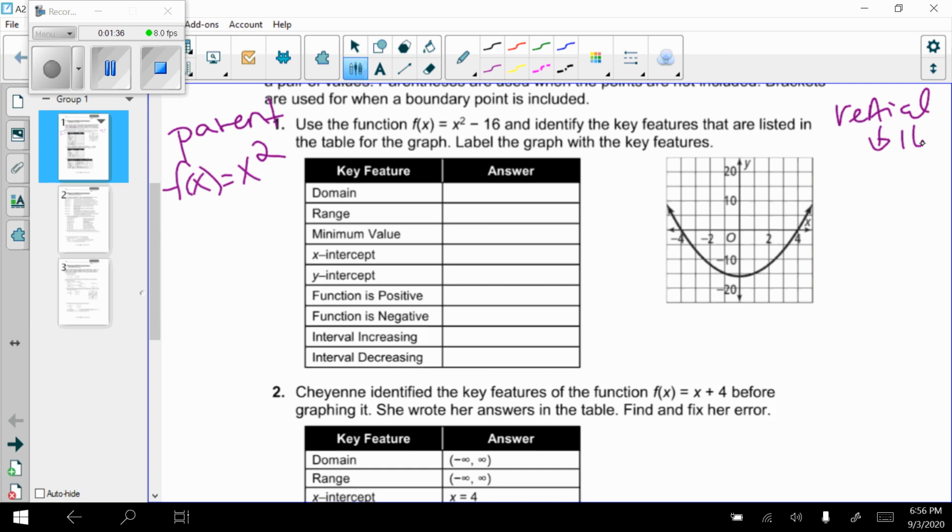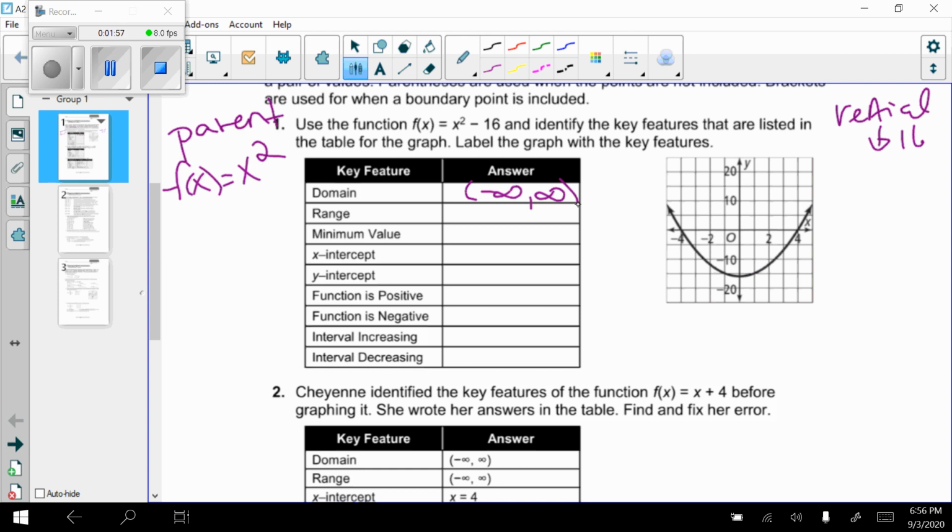So first, the domain. Remember that the domain are our x values. What can we plug into this function? We can look at the graph. Starting out here, way out here, I see I have all of my negative values, and it goes all the way out to my positive values. So our domain is negative infinity to infinity. And remember that anytime we use infinity, it's always parentheses.